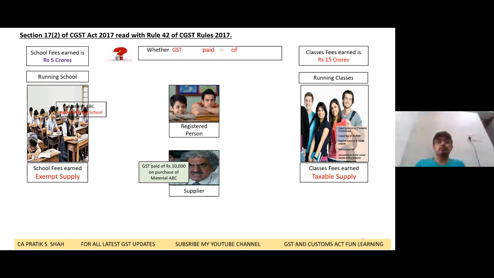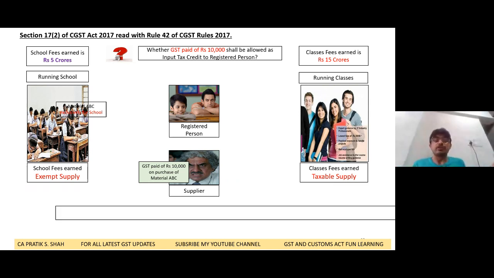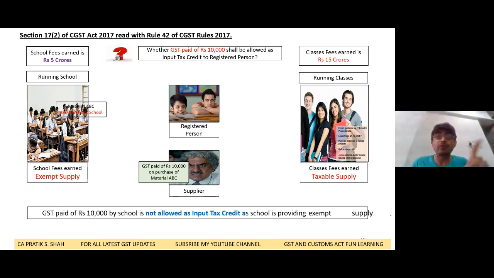Now query number 1. Whether GST paid of 10,000 shall be allowed as ITC to Mr. Amir or not? Will this 10,000 ITC be received, or shall ITC not be allowed? Please listen. GST paid of 10,000 is for school, exclusively for exempt income. Hence this 10,000 shall not be allowed as ITC. So this is gone. This ITC won't be allowed.